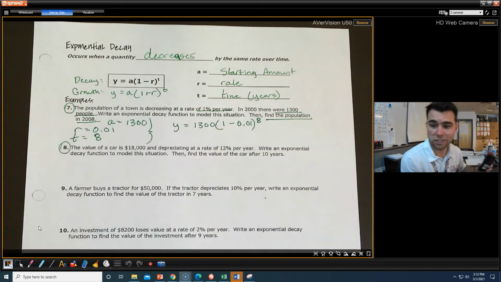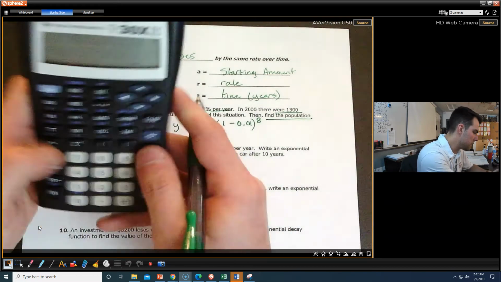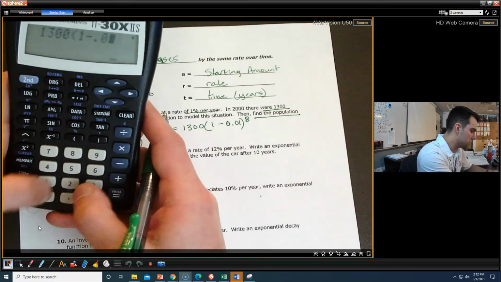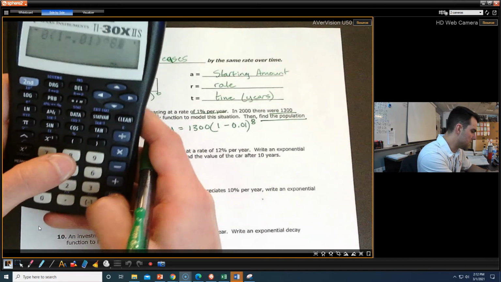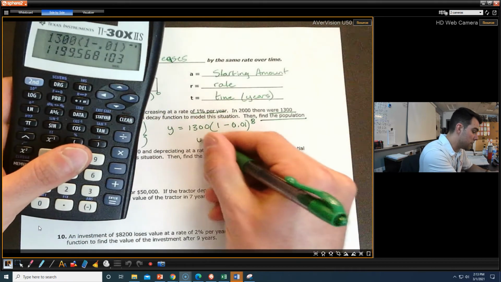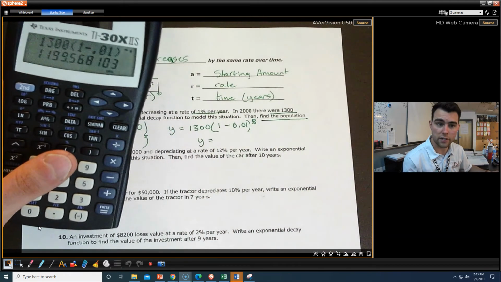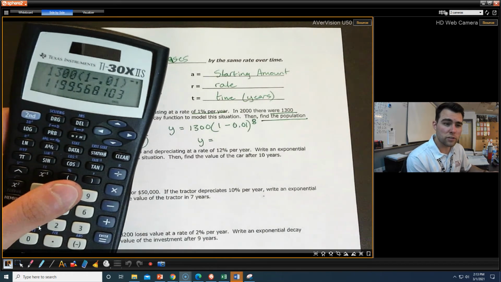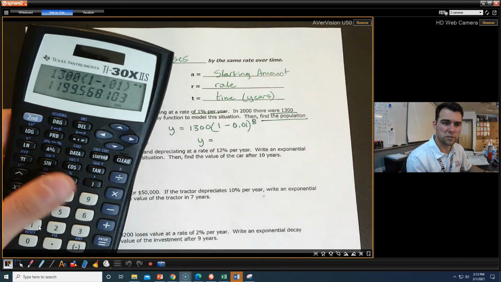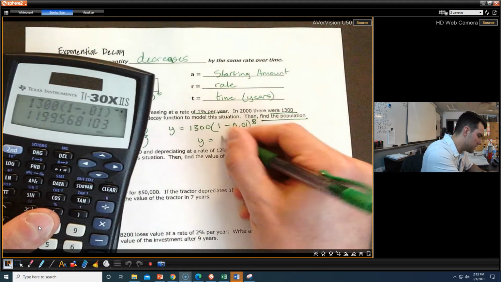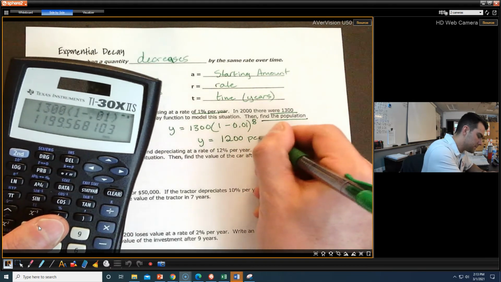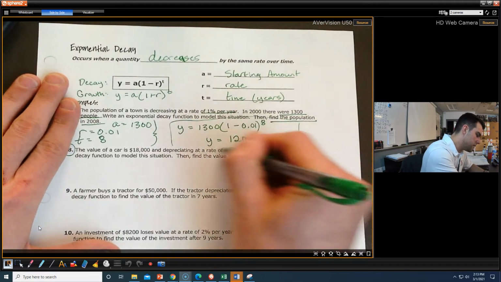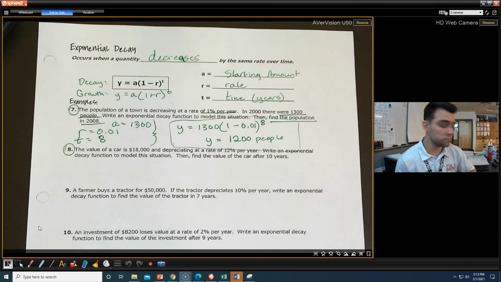Let's find out how small this town got after 8 years. 1,300 times 1 minus, can't forget the minus, 0.01 raised to the 8th power. We should end up with a number smaller than our starting amount because we're decreasing, and it turns out we do. We get about 1199.5, so we can round up to 1,200 people.